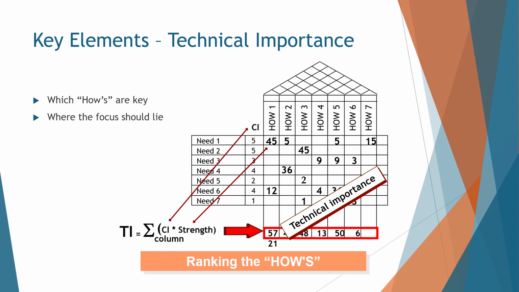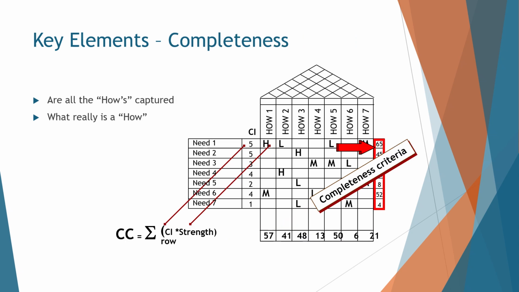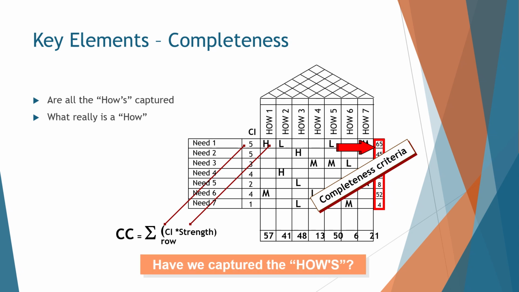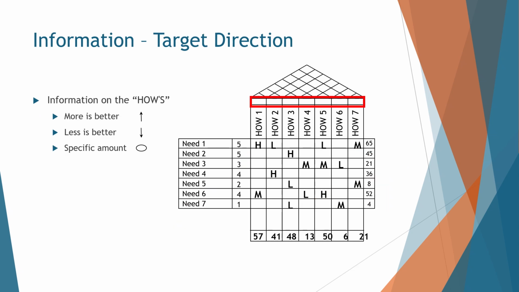Ranking the hows. Completeness criteria. Have we captured the hows? How are we going to achieve the customer requirements? Information, target, direction. Information on the hows.